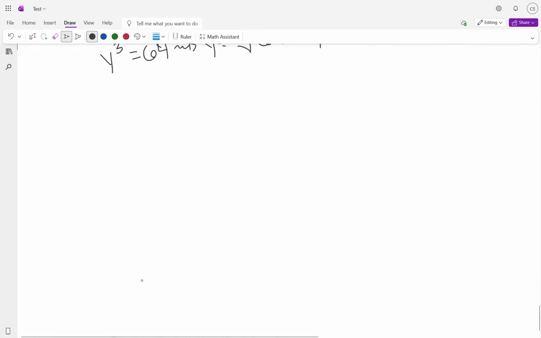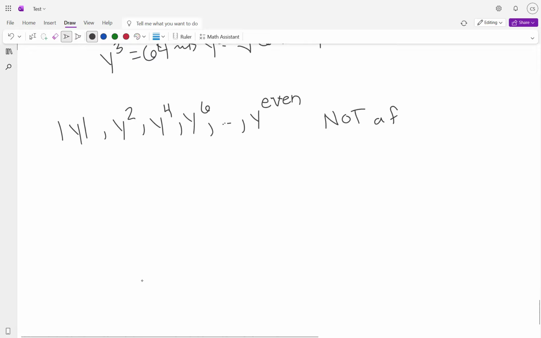So the general rule: absolute value of y, y squared, y to the 4th, y to the 6th, keep going forever, y to an even power. These ones are all going to be not a function.